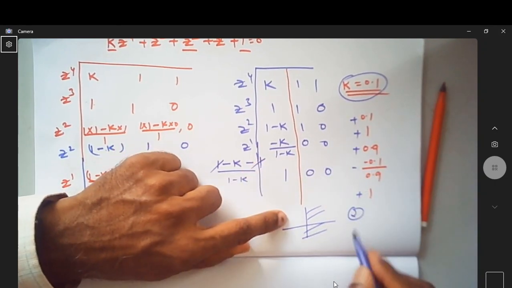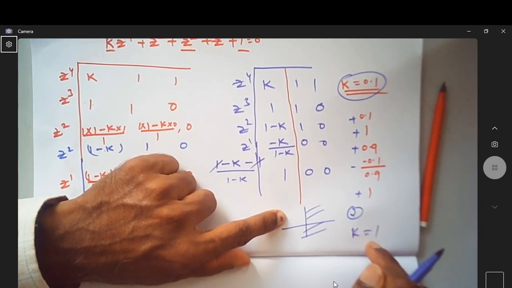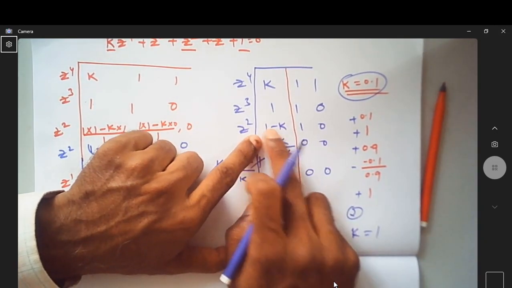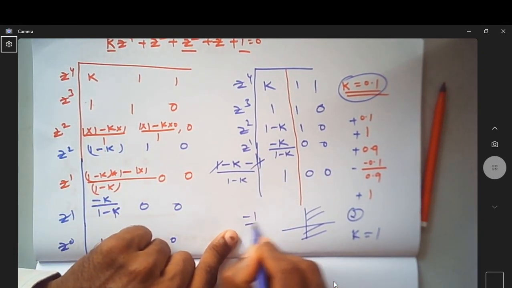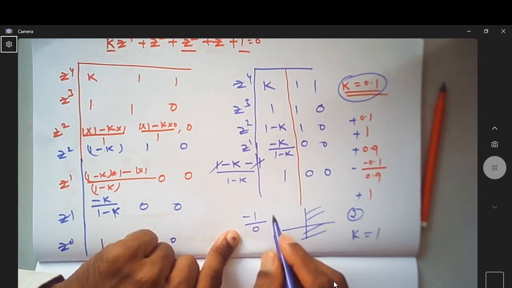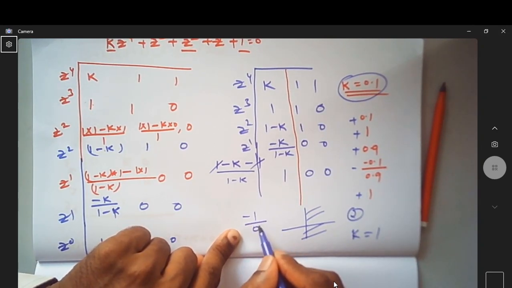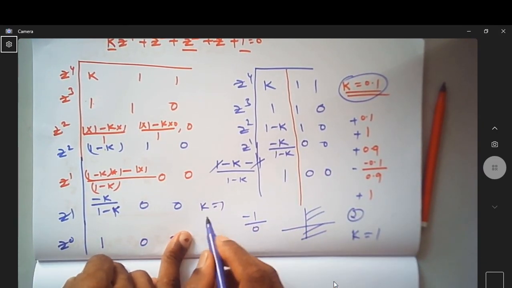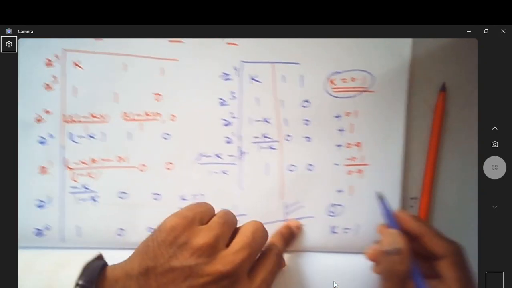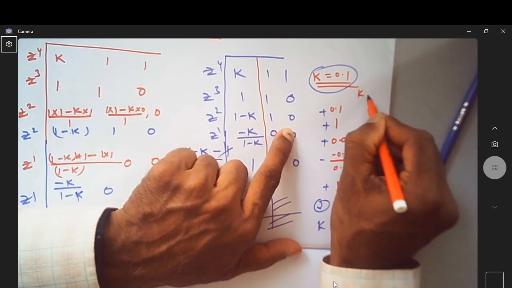If k is equal to 1, what do you have? This will be 0. If k is equal to 1, what will be this? So it is minus 1 by 0. What is this actual value? Because you are taking k equal to 1. If k is equal to 1, this will become, okay, let me write that. This is for k equal to 1.